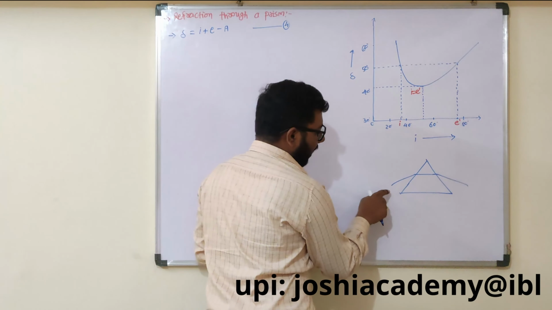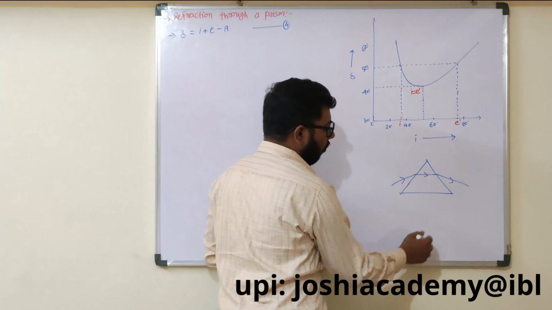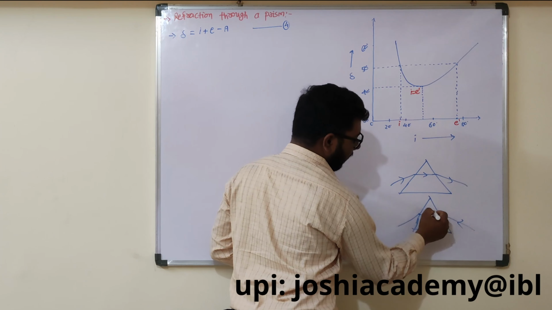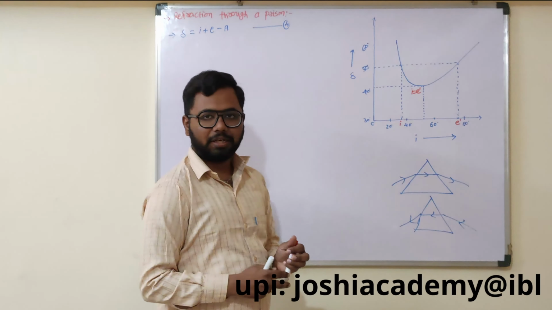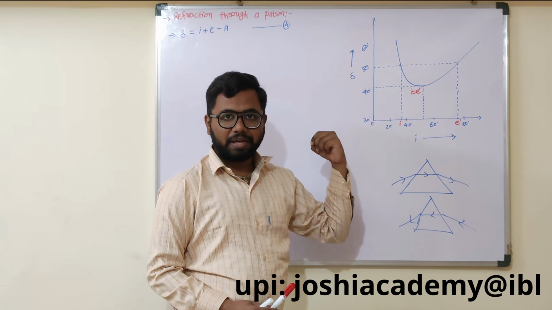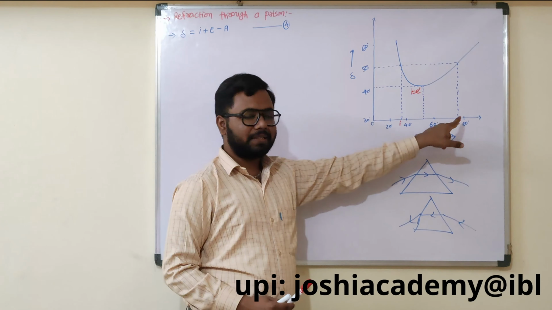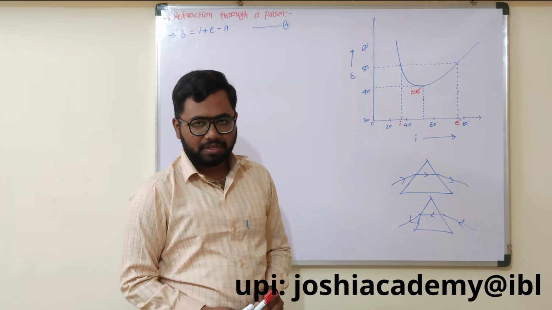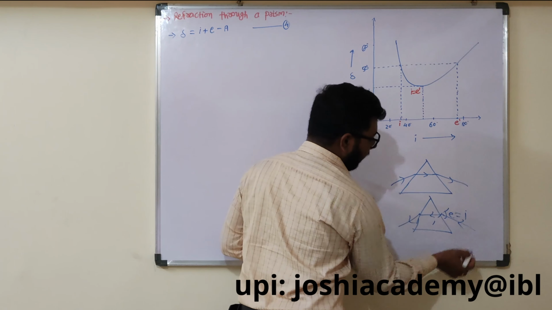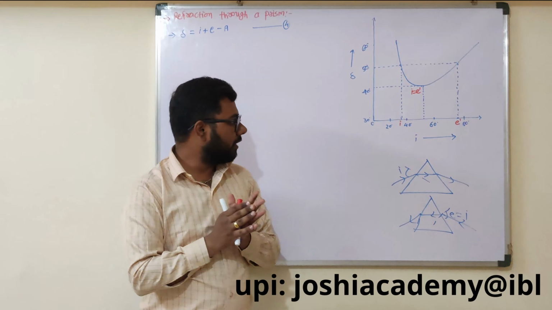That means what? Either we can go from this side, from left to right, or you can also go from right to left. This proves that for any single angle of deviation we are getting two different angles of incidence, that can be either I or E. Now you should note that here E is the angle of emergence, but in this case this E will become our I, and in this case it is already I. So these are interchangeable terms.